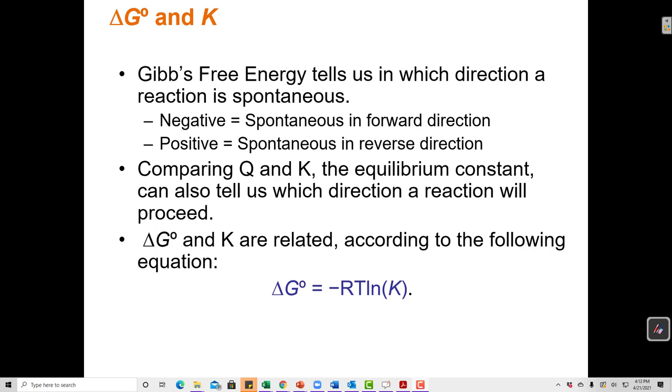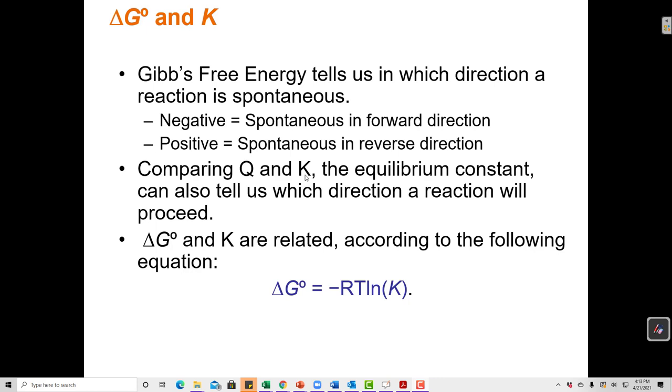And the only difference between Q and K is that if I'm not at equilibrium and I plug my non-equilibrium concentrations into the reaction quotient, products over reactants, then what I'm computing is Q. But if I put my equilibrium concentrations into the same exact equation, then what I'm computing is K. So again, the only difference between Q and K is whether I'm at equilibrium, in which case the value is K, and if I'm not at equilibrium, the value is Q. So if we compare Q and K, that tells us which direction the reaction is going to go.